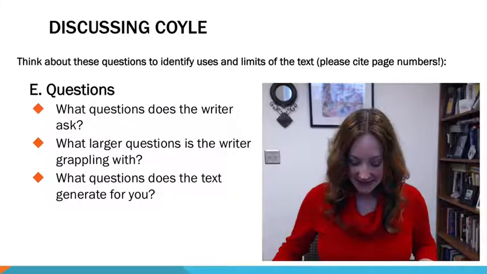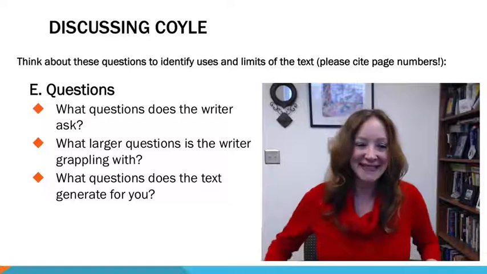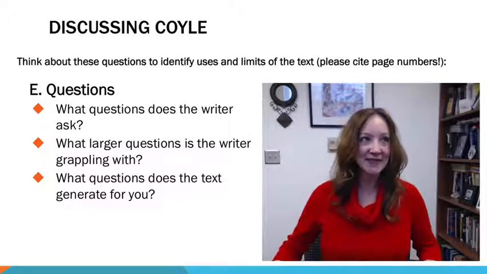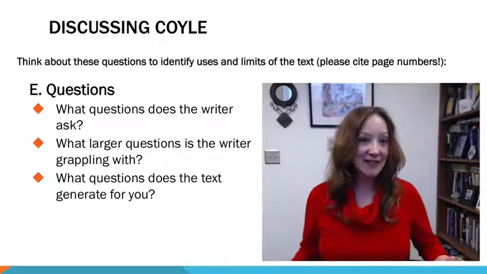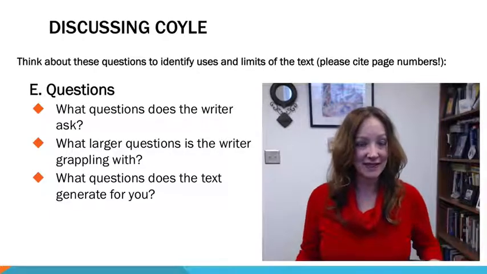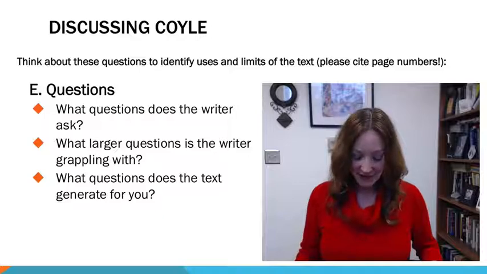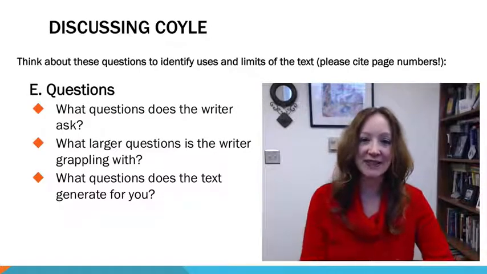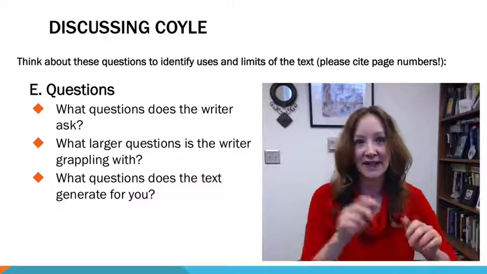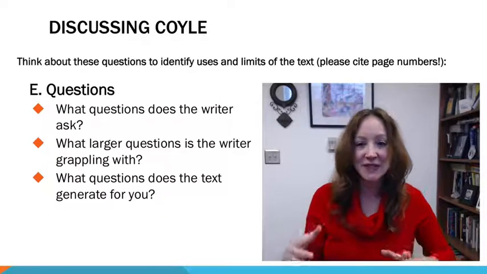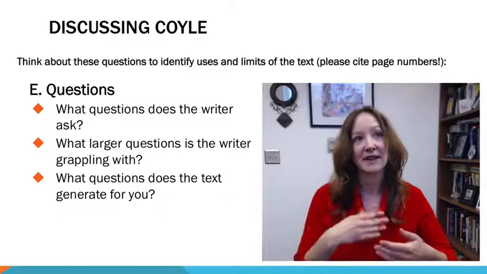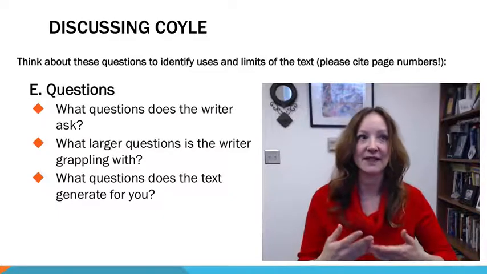Group E, you guys are working with questions. And again, questions are a cornerstone of academic writing, and being able to pose significant questions is really an incredibly helpful skill for you. So literally, please look for questions that Coyle asks. We already named one with the how, with the question marks. So just look for question marks in his text and note when those questions happen. And then think about why they're significant.